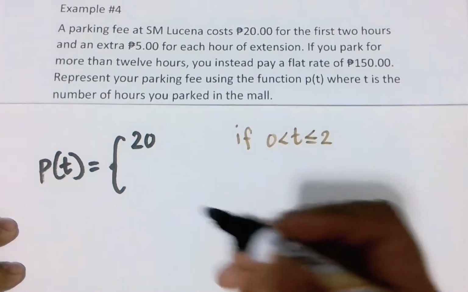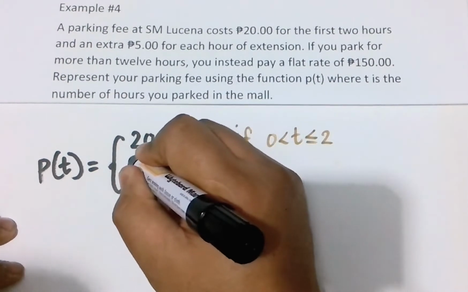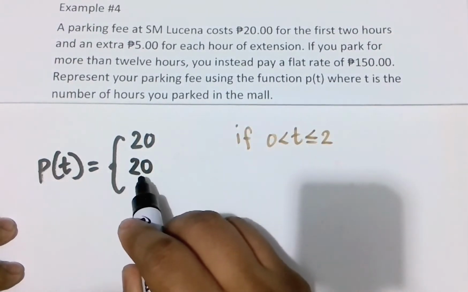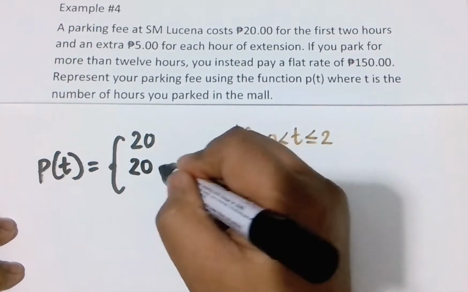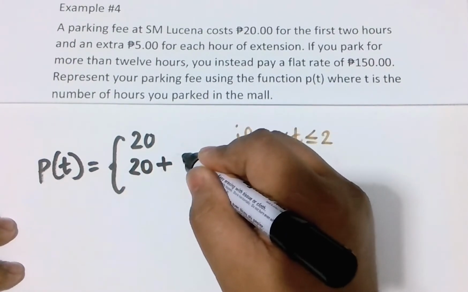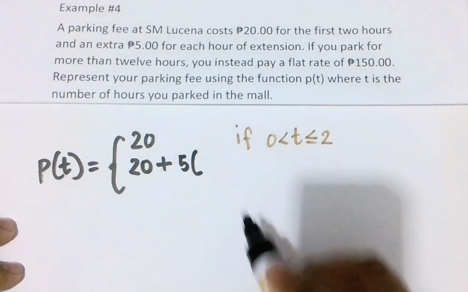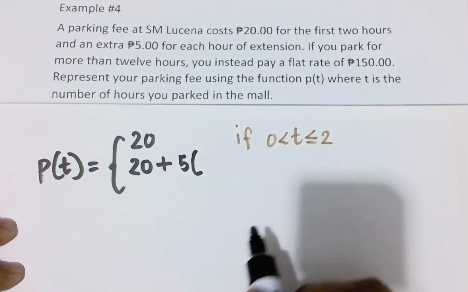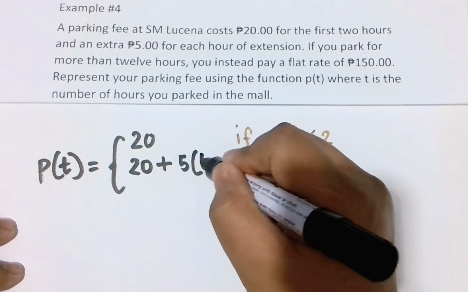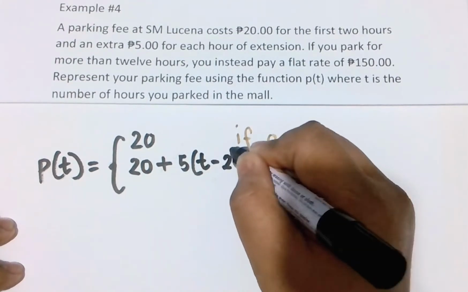So, syempre, magbabayad pa rin tayo ng 20 pesos doon dahil nga more than 2 hours yun eh. Again, yung 20 pesos mo, that is for the first 2 hours. Plus, 5 pesos times the difference of total number of hours and the first 2 hours. So, T minus 2. Okay?